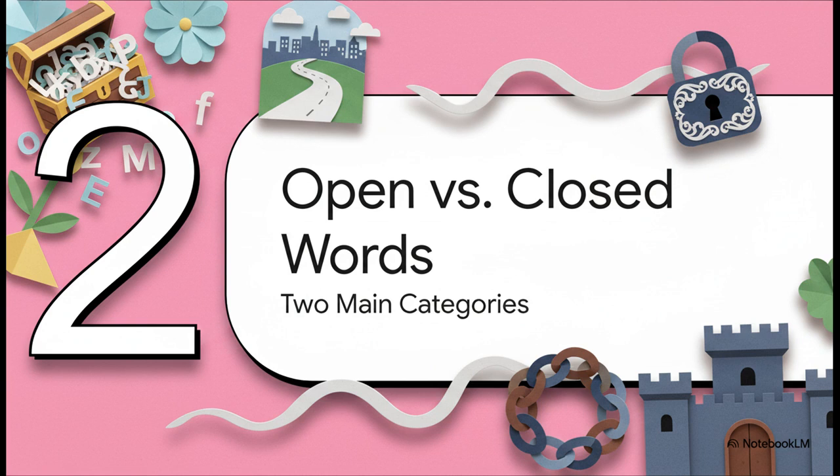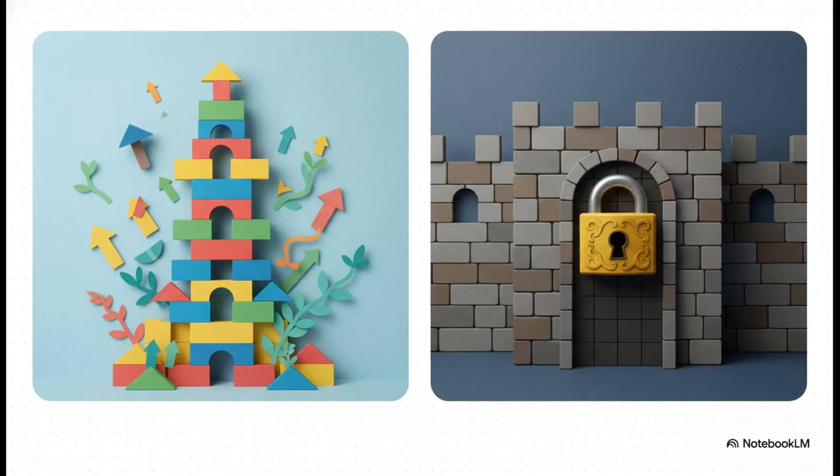Section 2. Open versus closed words. Let's see how these building blocks are broadly divided into two main categories. This illustrates that exact division perfectly. Over on the right side of your screen, you've got your closed word classes. These are groups that have a fixed number of words. They really don't change much. You can think of them as the mortar that holds your sentences together. Words like pronouns, conjunctions, determiners, and prepositions. They're pretty much set in stone.